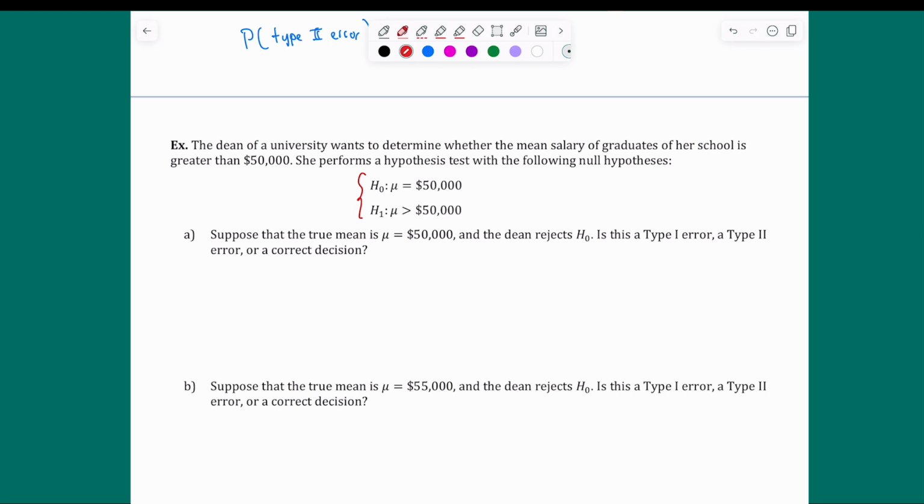Suppose that the true mean, or the reality, which we never know, is $50,000, and the dean rejects the null hypothesis. Is this a type 1 error, a type 2 error, or a correct decision? Well, this is what we call a type 1 error, since the dean rejected a true null hypothesis.